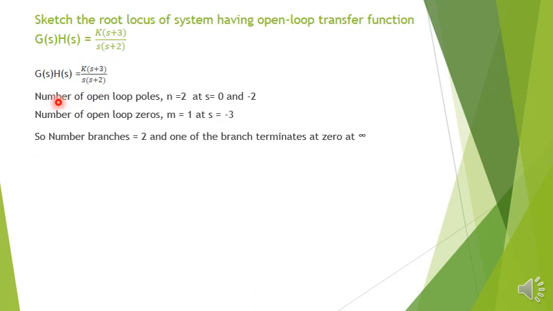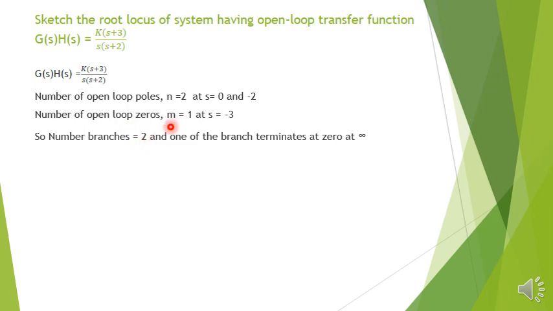That is, number of open loop poles n equal to 2, at s equal to 0 and s equal to minus 2. These pole values are obtained by equating the denominator polynomial s into (s plus 2) to 0. Number of open loop zeros m equal to 1 at s equal to minus 3, and this zero is obtained by equating the numerator polynomial s plus 3 equal to 0. So number of open loop poles n equal to 2, m equal to 1. Therefore, the number of branches, which is the max of n or m, is 2.